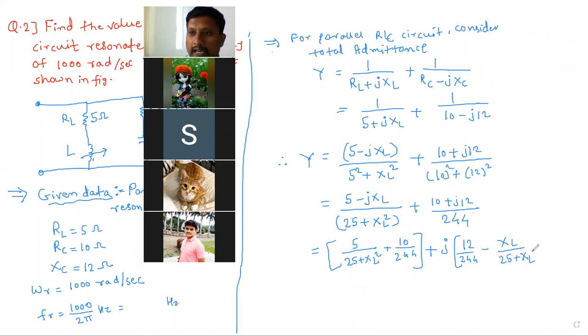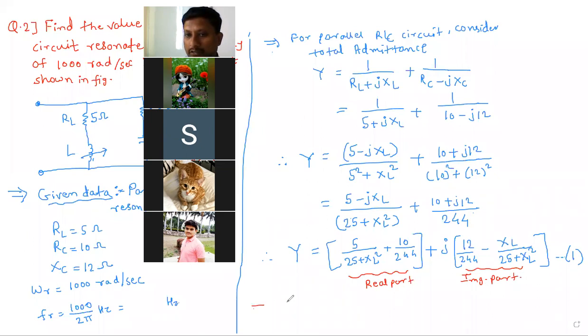What did I do? I have separated out the real term and imaginary term of the total admittance. So this is equation number 1. So I can write here for your understanding. This is the real term, real part, and this is the imaginary part of the total admittance.